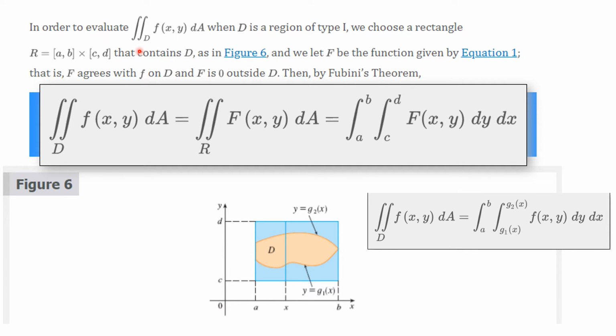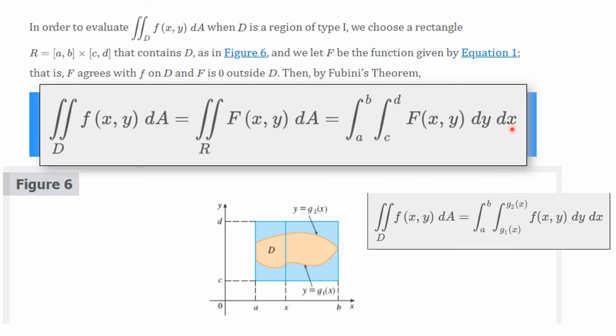So in order to evaluate the double integral over D of lowercase f of x,y dA, where D is a region of type 1, we choose a rectangle, and we'll just take the rectangle here to be x runs from a to b, and y runs from c to d, that contains D. And we let capital F be the function that is equal to f of x,y, lowercase f of x,y, only when we're in D. So that's the capital F. So then what we have is this integral is equal to this integral, which is the integral from a to b and c to d of capital F of x,y dy dx.